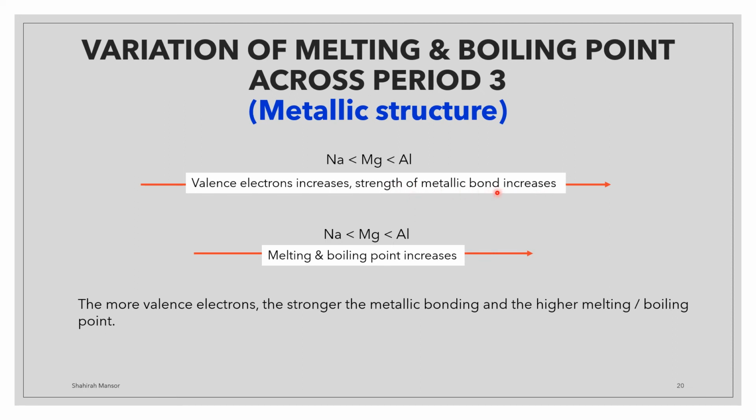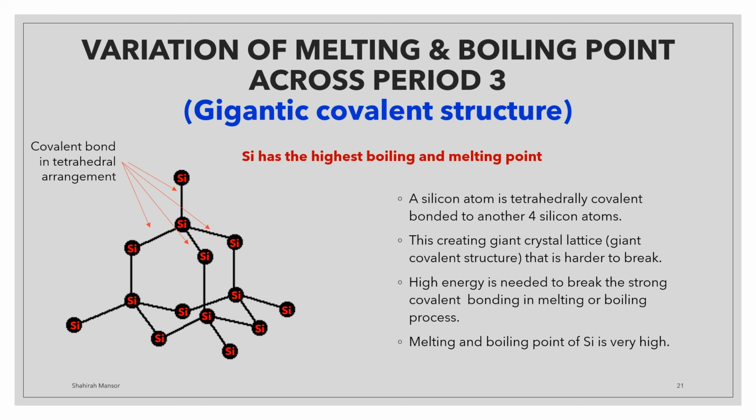So stronger metallic bonding ini lagi akan reflect kepada higher melting dan juga boiling point. Okay, so the more the valence electron, the stronger the metallic bonding, the higher melting and boiling point. Okay, so this will answer kenapa boiling point and melting point daripada sodium to aluminium will be increases. And then, to answer why silicon has the greatest melting and boiling point across period 3, so ini adalah jawapannya. Kerana silicon mempunyai gigantic covalent structure.